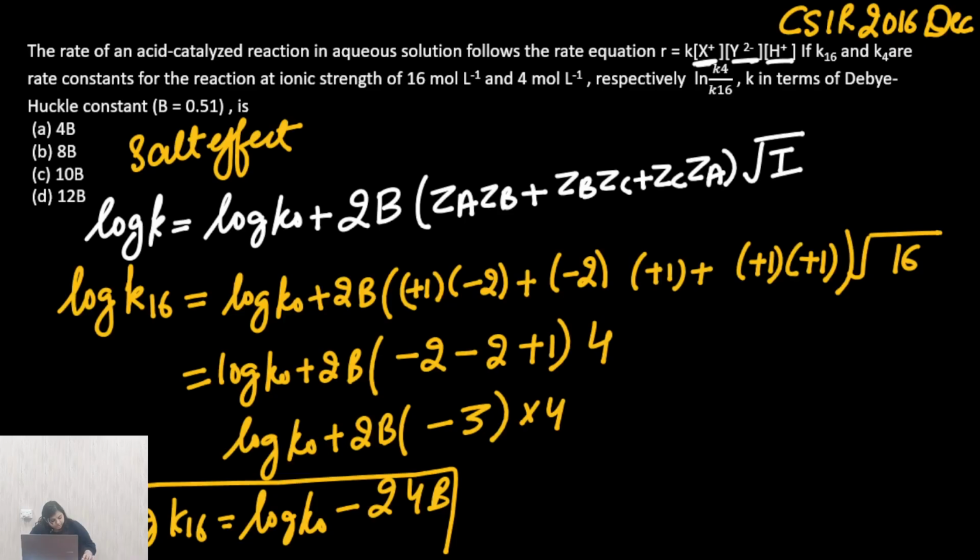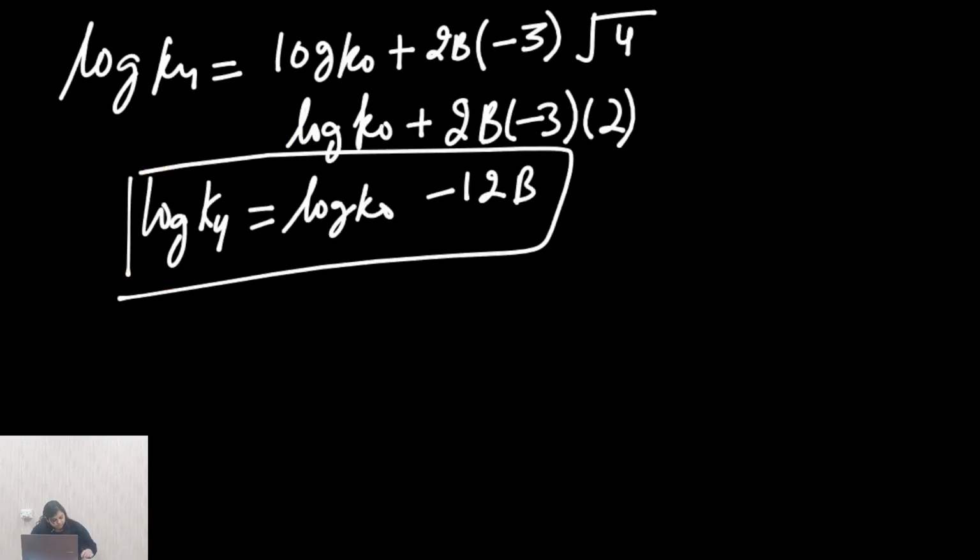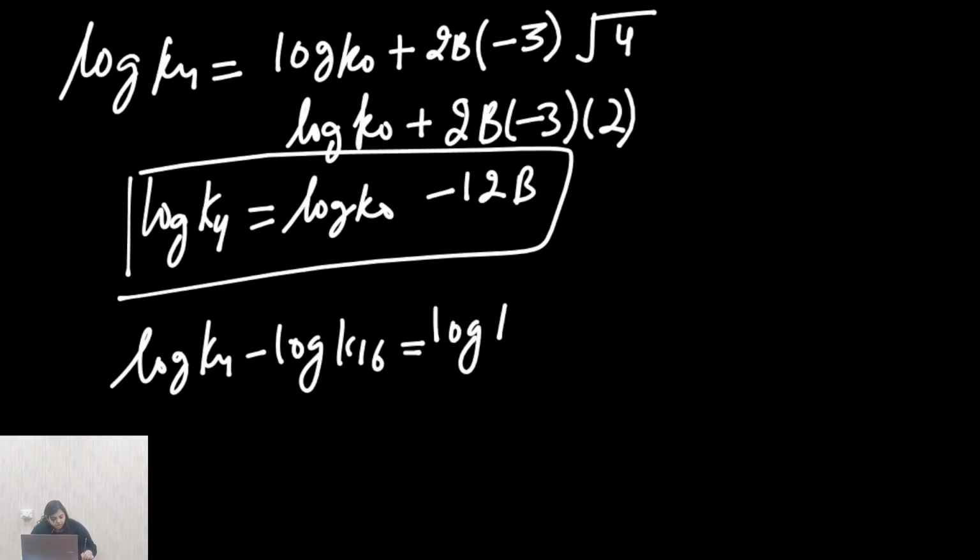So now the ratio we need to find is for K4 to K16. So log of K4, so subtract these two now. Log of K4 minus log of K16 will be equal to log of K naught minus 12B, minus log of K naught minus 24B.